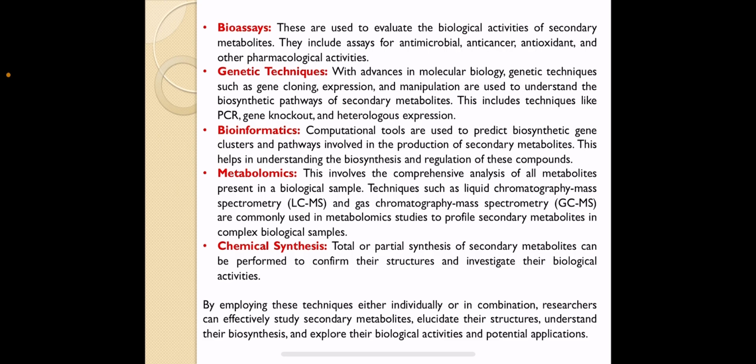And the next are bioassays. These are used to evaluate the biological activities of secondary metabolites. They include assays for antimicrobial, anti-cancer, antioxidant, and other pharmacological activities.